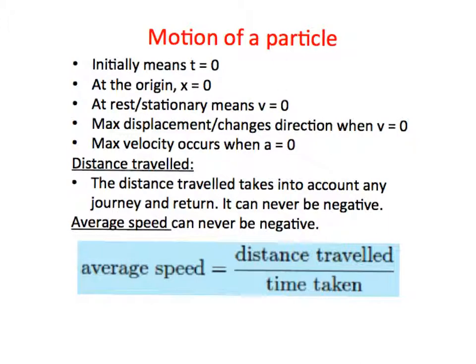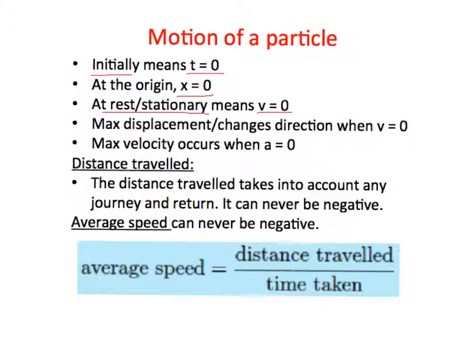Okay, so let's have a look at some other things that will be useful in this topic. If you see the word initially, that means at the start of the motion. So at the start of time when t equals 0. Obviously, t can only be greater than or equal to 0. t is never going to be less than 0. At the origin means the particle is at x equals 0. If the question says that a particle is at rest or stationary, that means the velocity is 0.